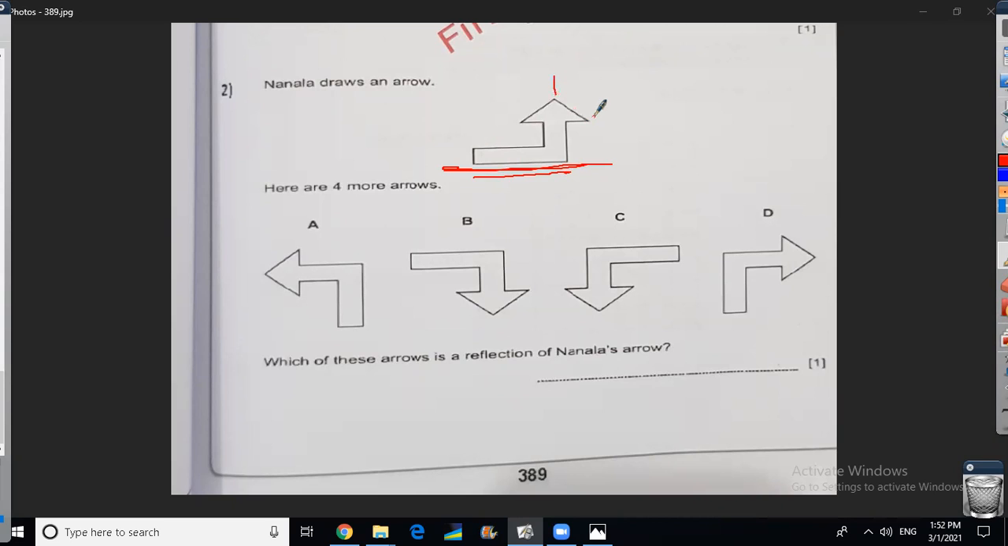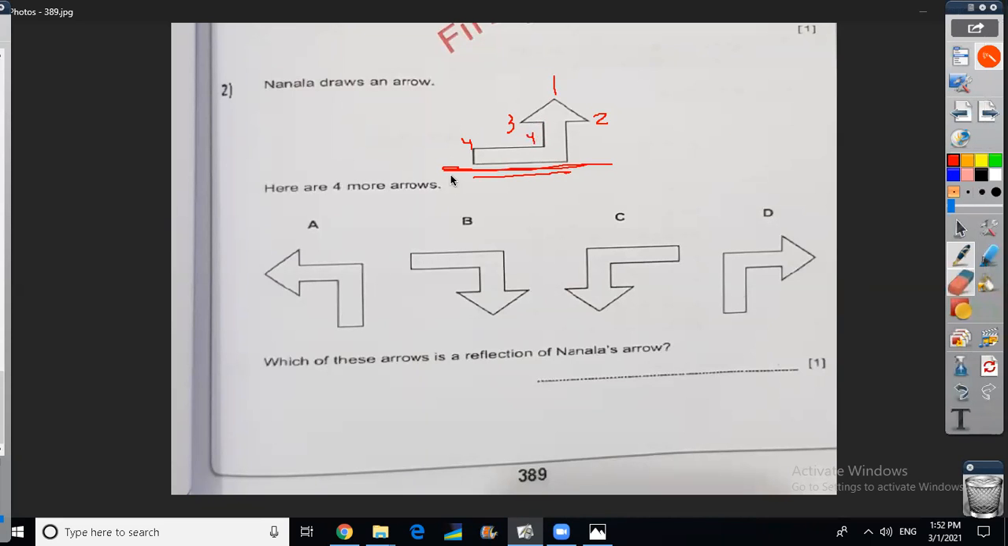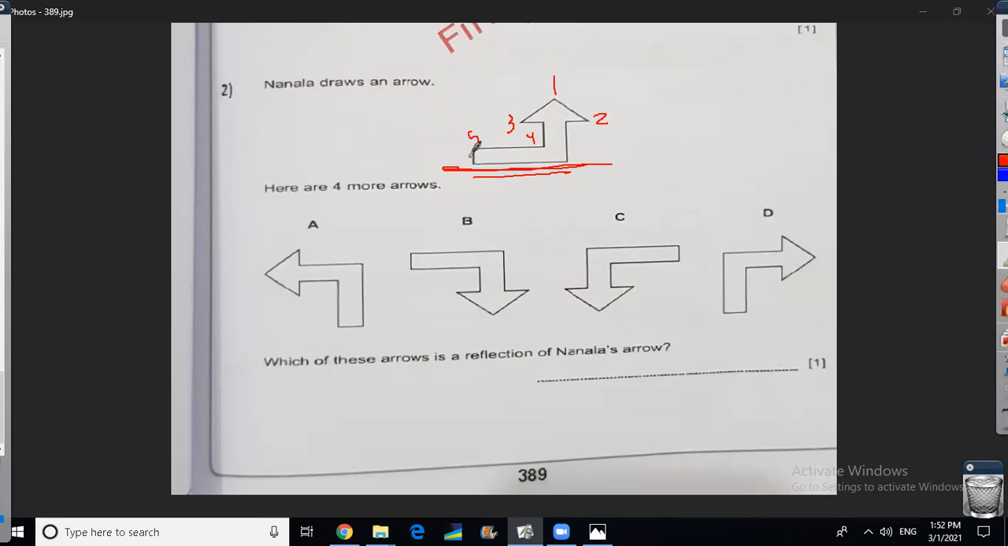So here's 1, 2, 3 parts. And here's 4, 5, 6, 7. Let's see. If I reflect 1, where is it going to be? Is it gonna be so close to the middle line? No way, it's gonna be farther. So it might be like down here, right? Okay, good. So what's next? So definitely this is not going to be correct. This is not going to be correct.